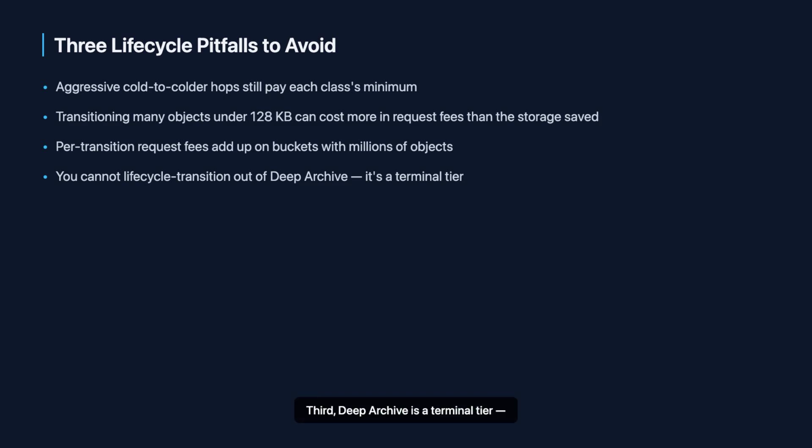Third, Deep Archive is a terminal tier. There's no lifecycle rule that transitions objects out of it. Combine these and the lesson is clear. Build lifecycle rules around access patterns and minimums, not just the per gigabyte price tag.